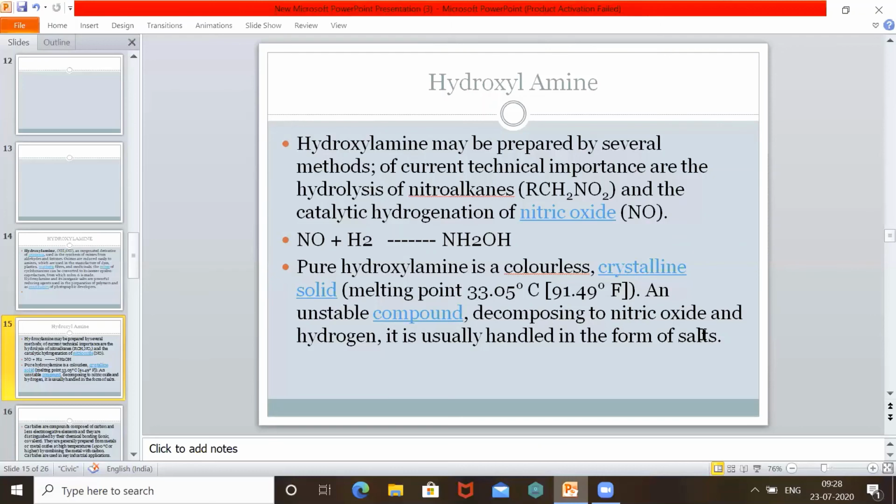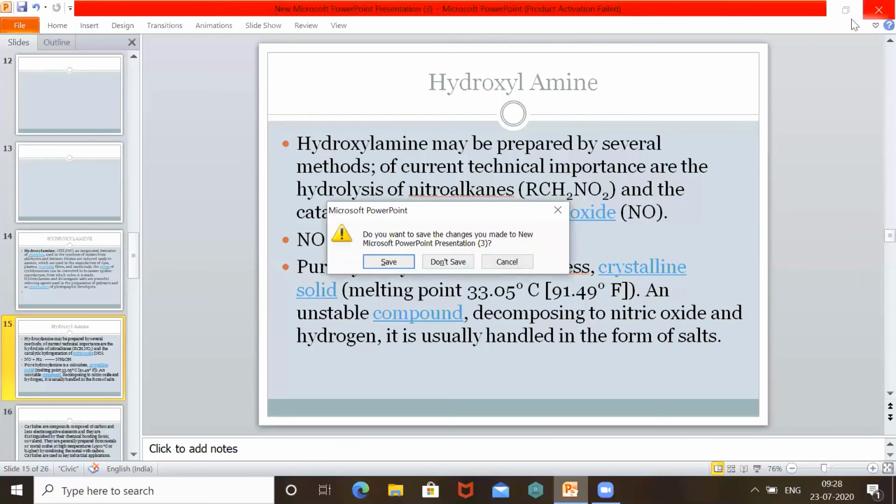So in today's class, that is group 15, we have learned about nitrides and hydroxylamine. In the next class, we will continue with this. So for today, thank you. So this is the end of our class. In the next class, we will learn something more about the group 15 elements and other compounds of these group 15 elements.